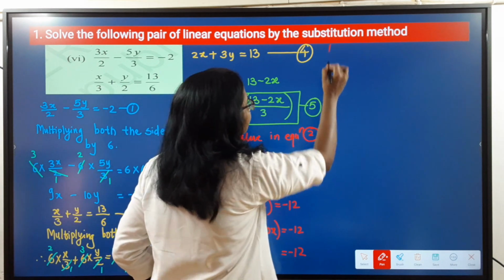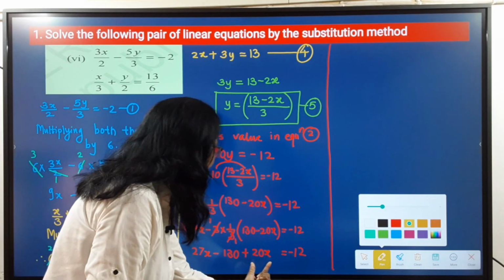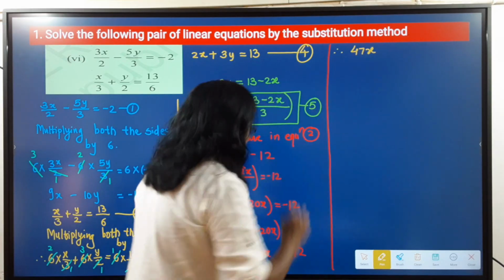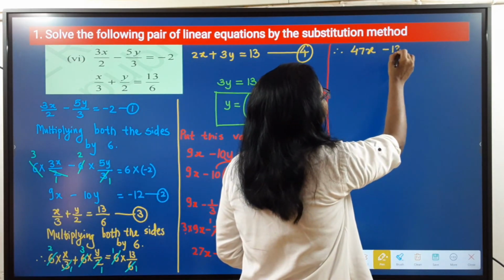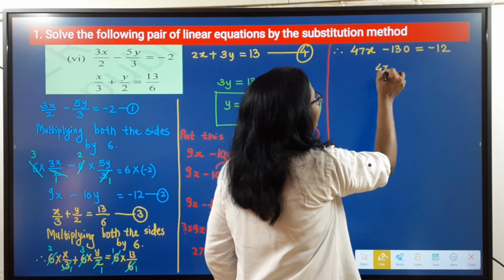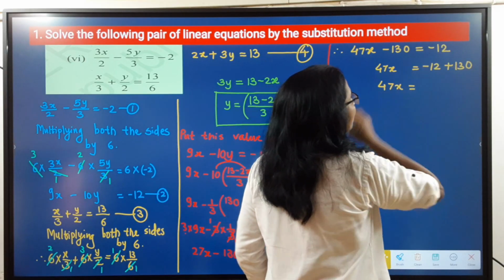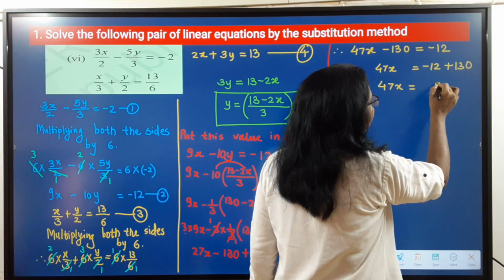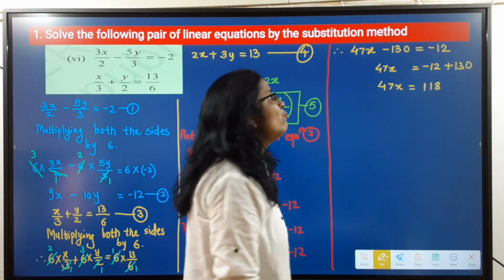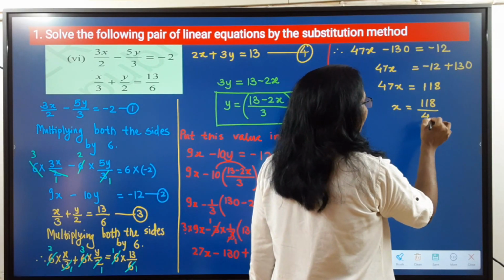Then further, students, 27x plus 20x, that means 47x. So I write down 47x minus 130 is equal to minus 12. Then 47x is equal to minus 12 plus 130. So 47x is equal to 130 minus 12, that means 118. So now x is equal to 118 upon 47.